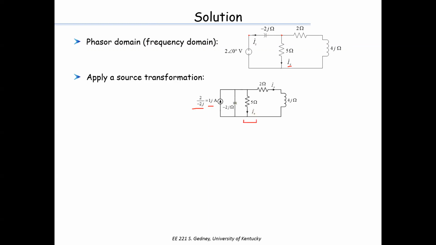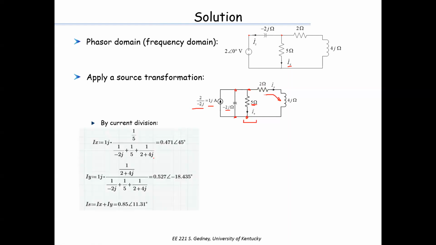I want to find Ix. I see that these are in series. This gives me a 2 plus 4j series impedance, right? So that's one branch. These 3 branches are all in parallel. They're bound by the same nodes, right? So therefore, I can use current division. My current division, Ix, is going to be equal to 1/5 of a Siemen divided by the sum of 1 over minus j2 plus 1/5 plus 1 over 2 plus 4j, times 1j amp.